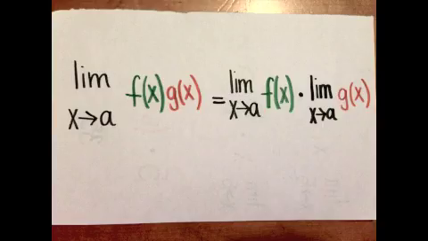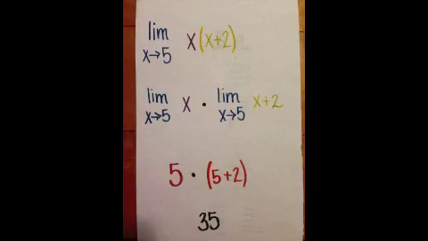Next we have the product rule, and this rule states that the limit as x approaches a of f of x times g of x, two separate functions, is equal to the product of their individual limits. So the limit as x approaches a of f of x times the limit as x approaches a of g of x. So let's look at an example.